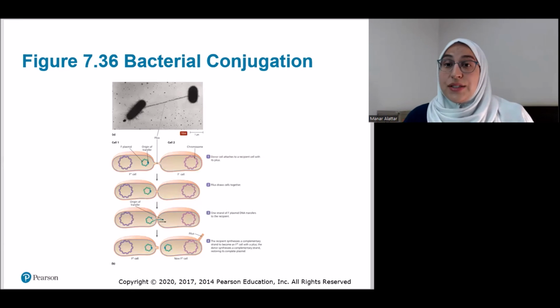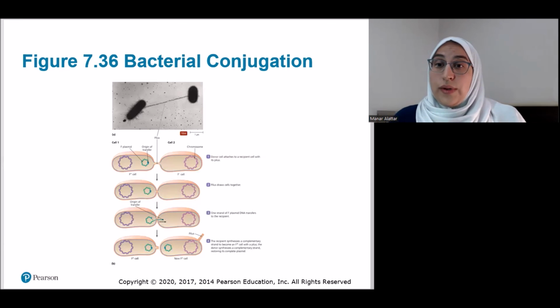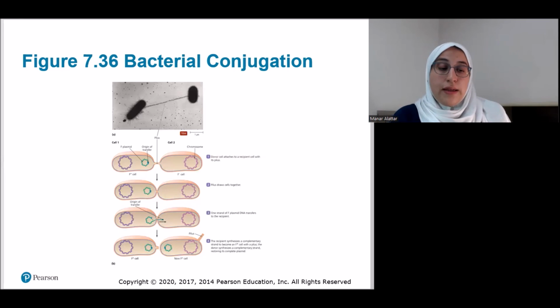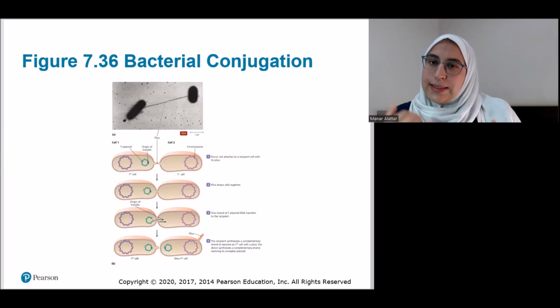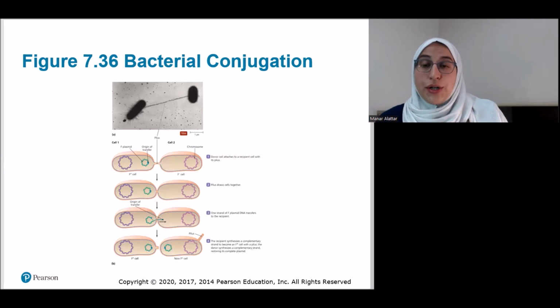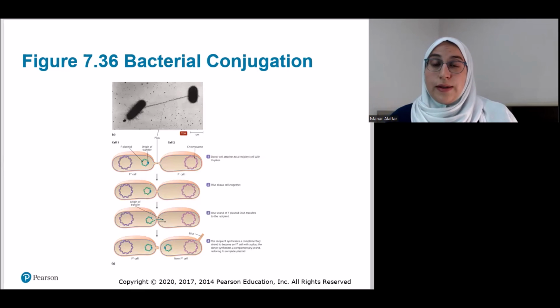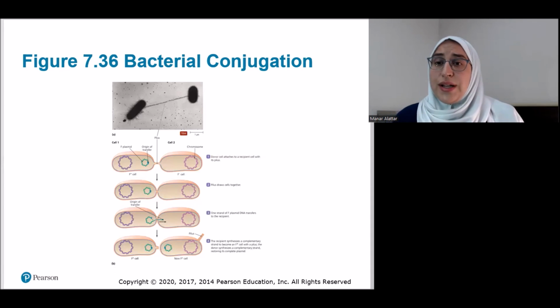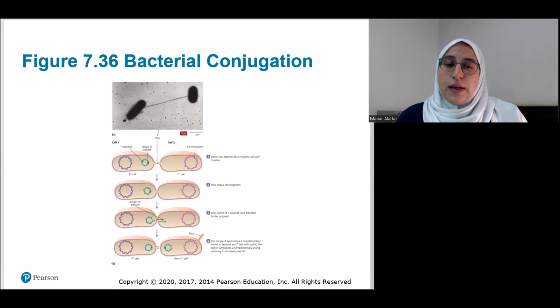So that's our discussion for chapter 7. In the first part, we talked about the structure of DNA, replication, transcription, and translation. In the second part, we talked about regulation of those processes that we had talked about in the first part, and how bacteria have some unique characteristics around gene transfer and mutation.